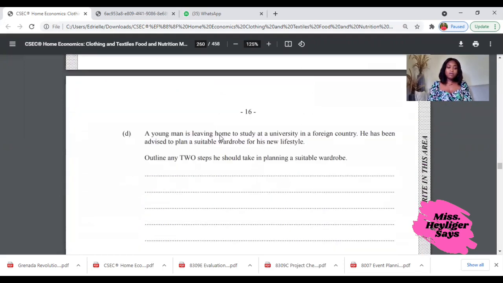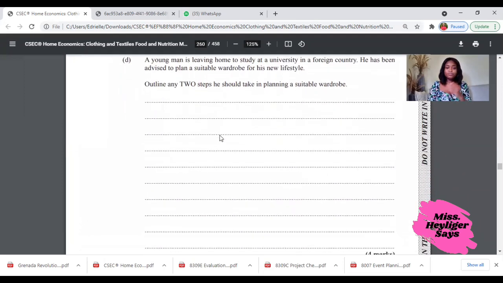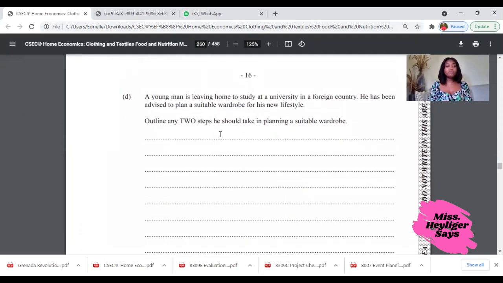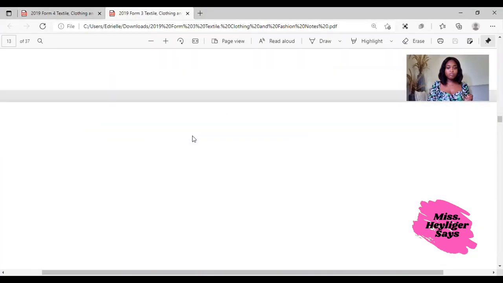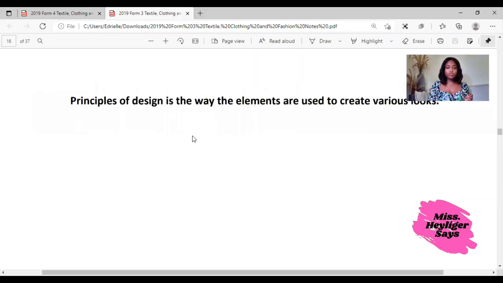All right. Moving on. A young man is leaving home to study at a university in a foreign country. He has been advised to plan a suitable wardrobe for his new lifestyle. Outline any 2 steps that he should take in planning a suitable wardrobe. Now, this is calling into question our knowledge on wardrobe planning. So let me just switch this up a little and slide down to wardrobe planning.